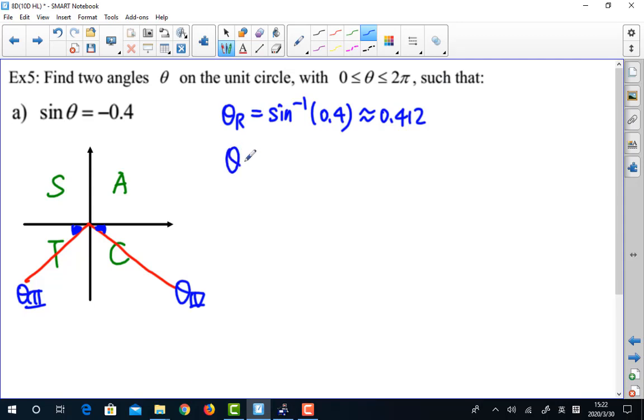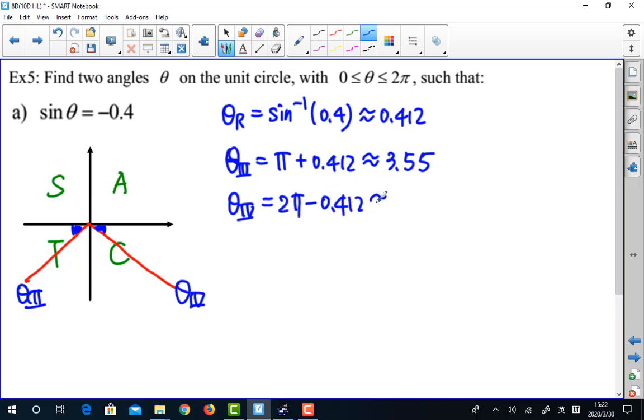So then we can find the quadrant angles. So quadrant 3 angle should be pi plus the reference angle, which is approximately equal to 3.55. And the fourth quadrant angle should be 2 pi minus the reference angle. It's approximately equal to 5.87.